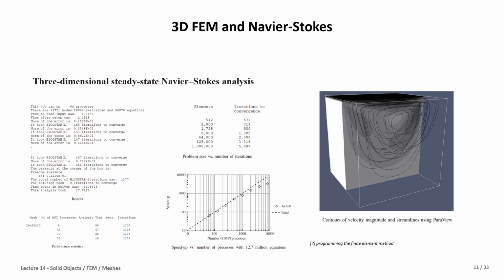In this figure, we can see how it looks with the number of MPI processors and the speedup, and the difference between the actual and the ideal condition. Regarding the result, there is also a visualization with ParaView of this problem here, as we can see.